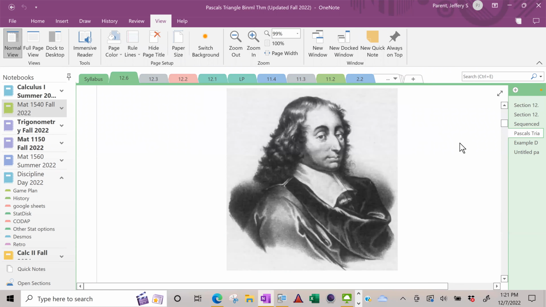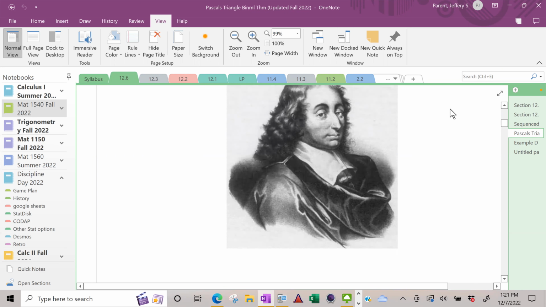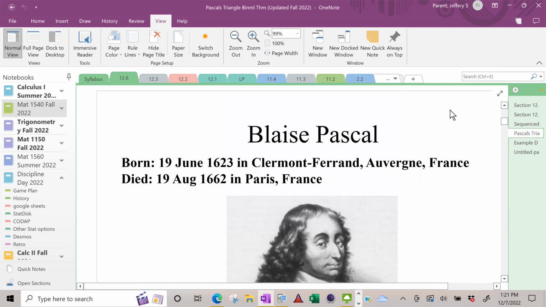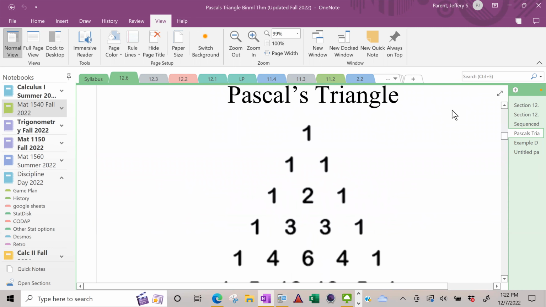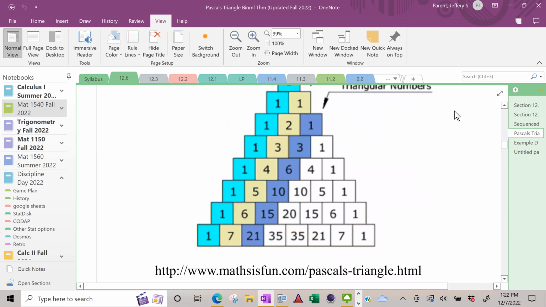Some interesting things about him. There's something called Pascal's wager that you probably study if you study religion. He was, at times in his life, very religious. He died pretty young. He was like 39 years old. But here's his triangle. We've gone over that. But here are some kind of fun things.